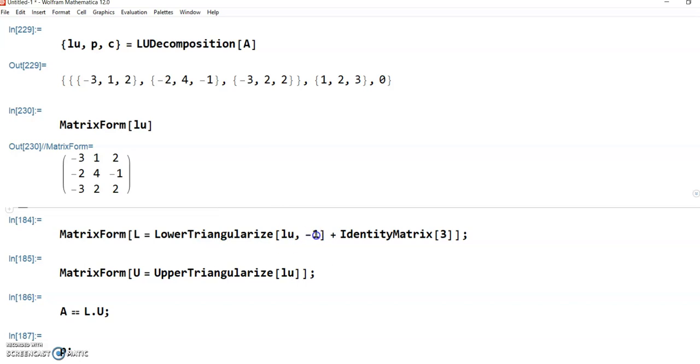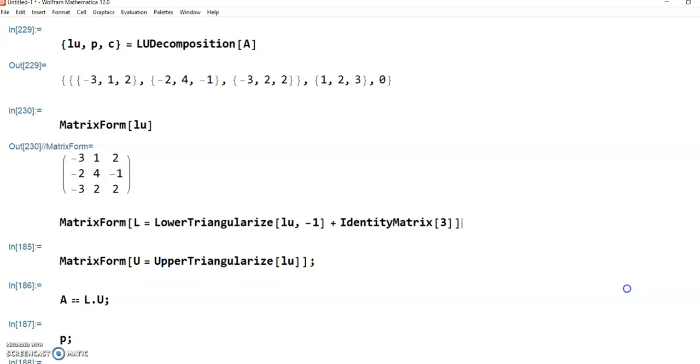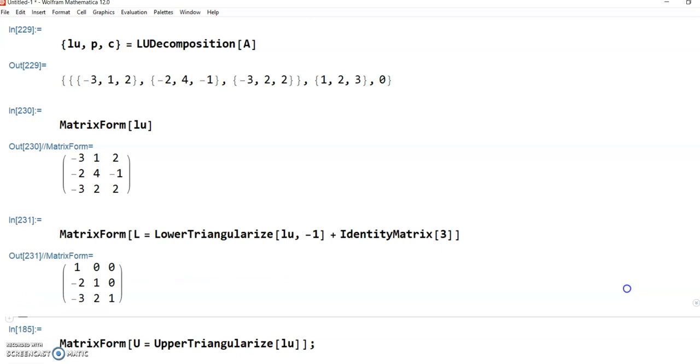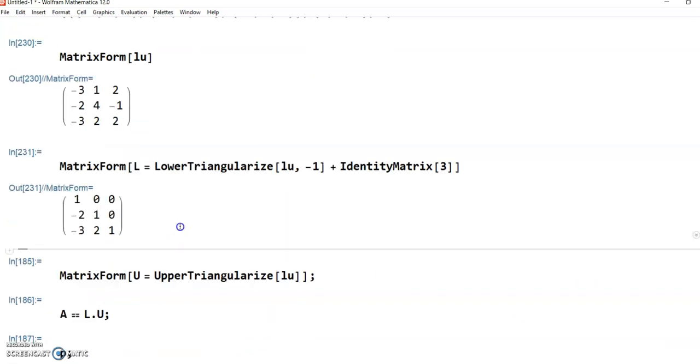That means we don't want the diagonal elements over here to be like these -3, 4 and 2. So diagonal elements will be 0, 0, 0. And then in order to make these diagonal elements 1, 1, 1, we will add the identity matrix 3 by 3 to that, and then we will get the lower triangular matrix from this LU. So this will be the result.